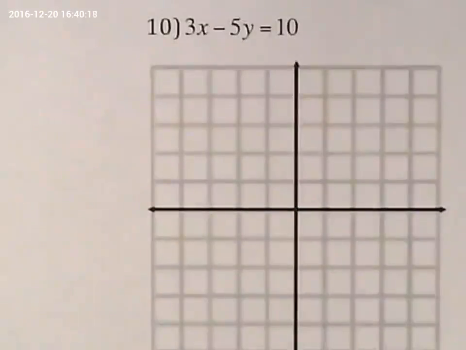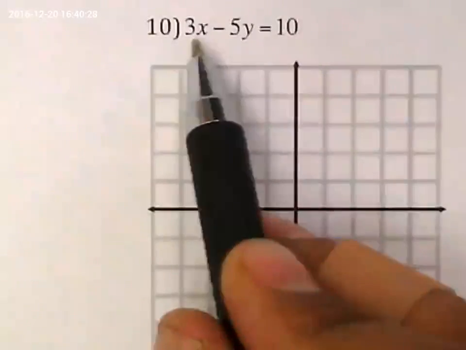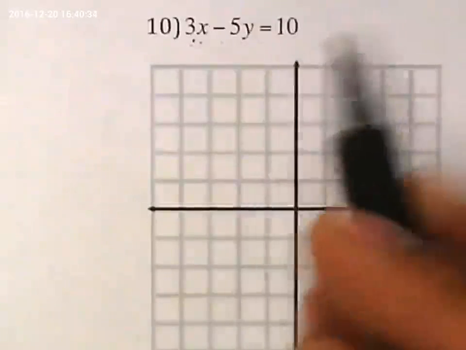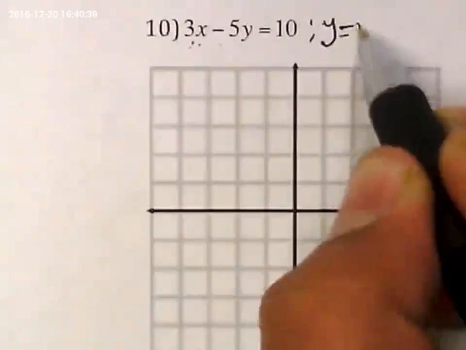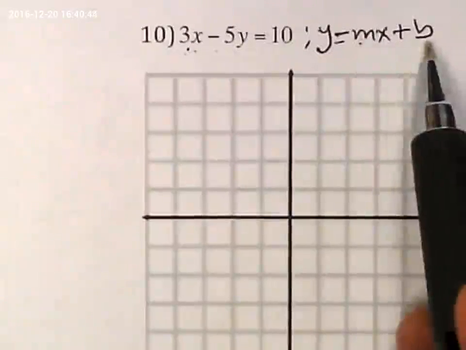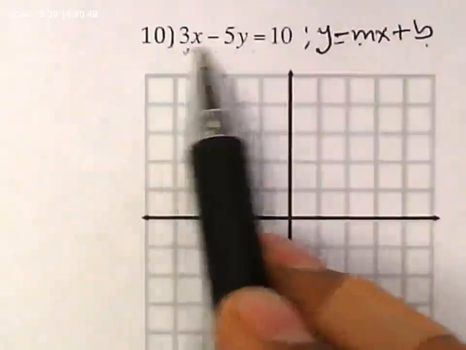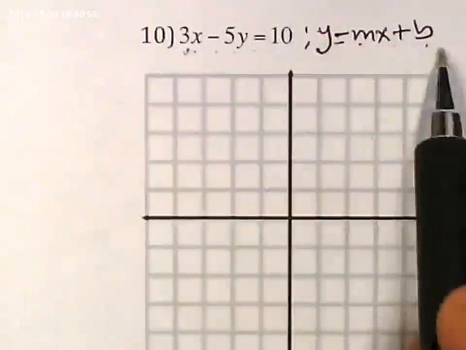Hello class, this is the worksheet that I gave you today, and this is number 10, the other side of the worksheet. Here, number 10, you'll see the equation read as 3x minus 5y equals 10. Well, this equation is not written in slope-intercept form of the line, which is y equals mx plus b, where m is the slope and b is the y-intercept. I hope you all remember this. So we need to rewrite this equation so that it looks like y equals mx plus b.